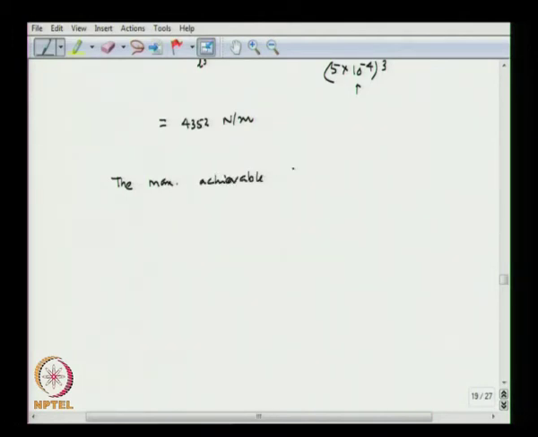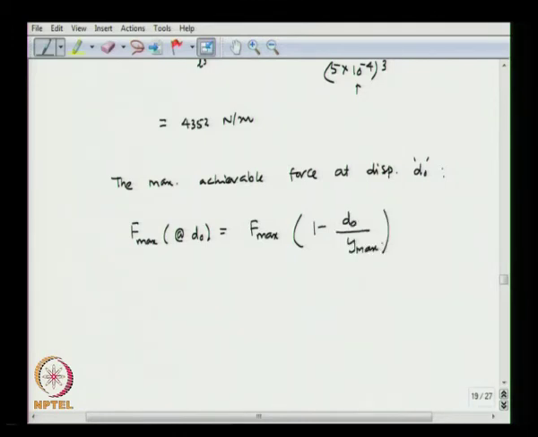So what we say, the maximum achievable force at the displacement d0 is going to be F max at d0 equals F max into 1 minus d0 over y max. So the d0 is the initial gap, so that is 0.15 into 1 minus 20 by 200, so that is going to be 0.135 Newton.